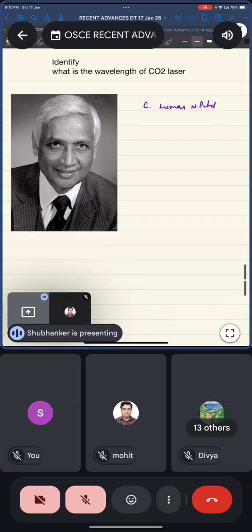So he is C. Kumar and Patel. Remember him. It is important. CO2 laser was invented by him. He is an Indian, so that's why it's a possible question.